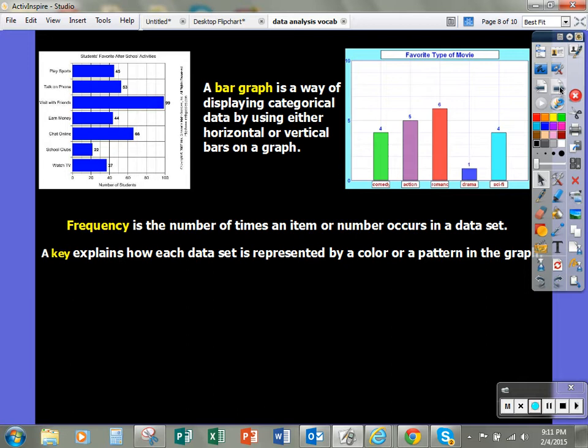There are many different types of graphs, and I'm sure you are familiar with bar graphs. It's a way to display categorical data. You may use either horizontal or vertical bars.